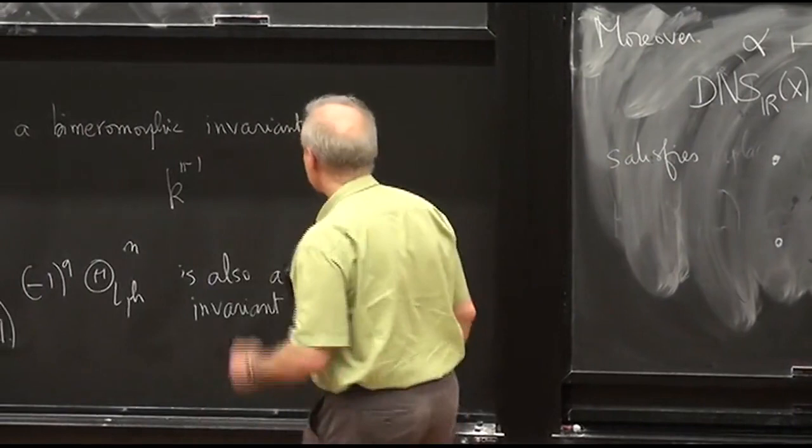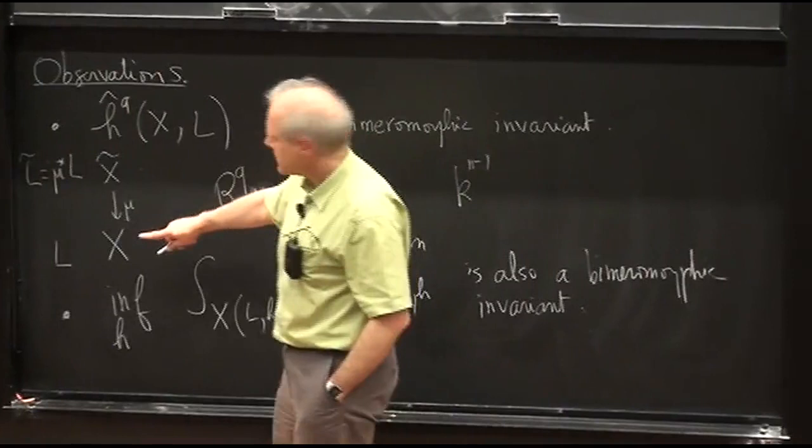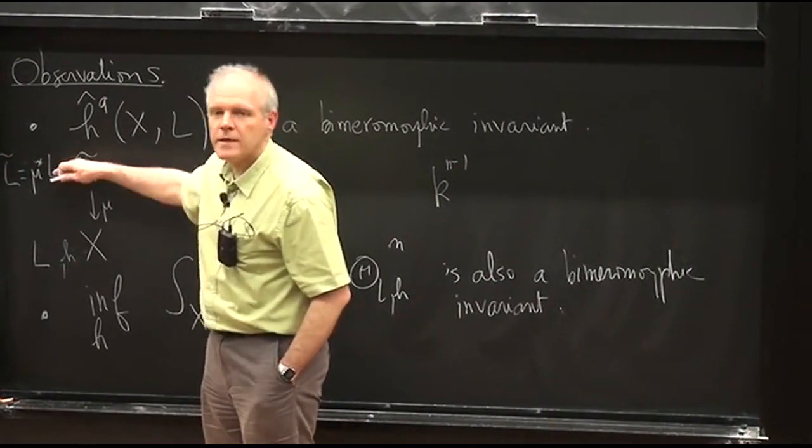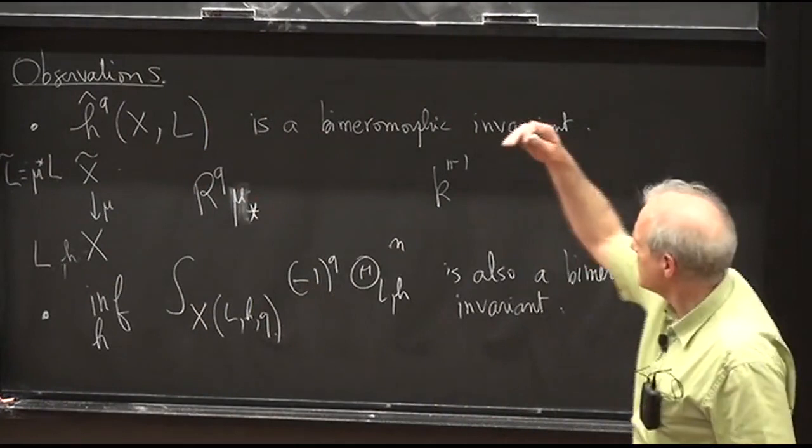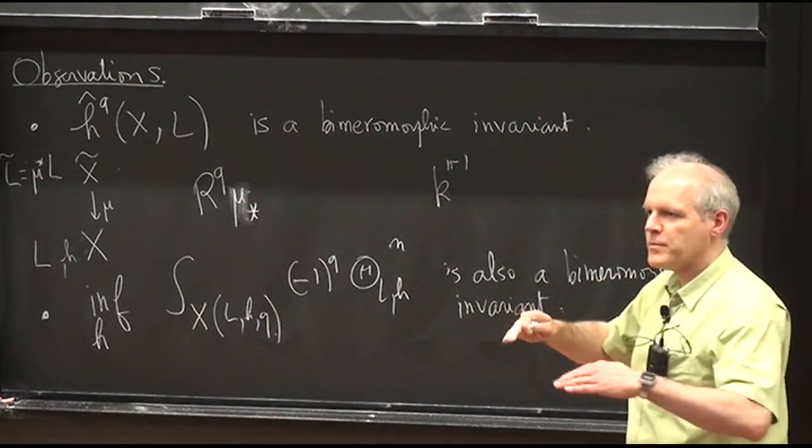The reason is that, well, in one direction it's clear. If you have a metric here, which is smooth, you can take the pullback, and then you get a smooth metric upstairs. So you have more metrics upstairs than you have downstairs. So certainly the infimum can only decrease when you blow up.